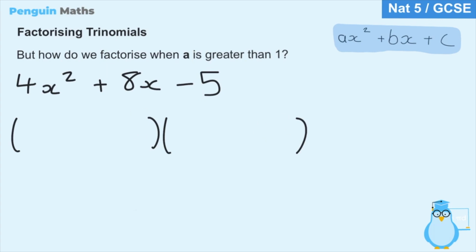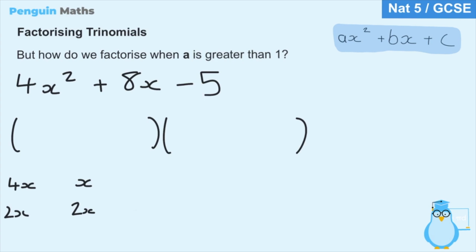Okay, so what we have to think of first of all is what are the two first terms in each of the brackets that can equal 4x squared? Well, we know that the possible combinations this time would be 4x and x, but we could also have 2x and 2x this time as well. So we have to analyse these two possible combinations.